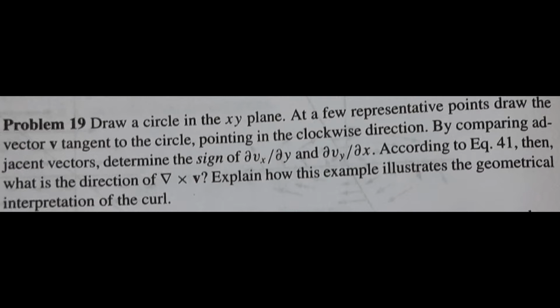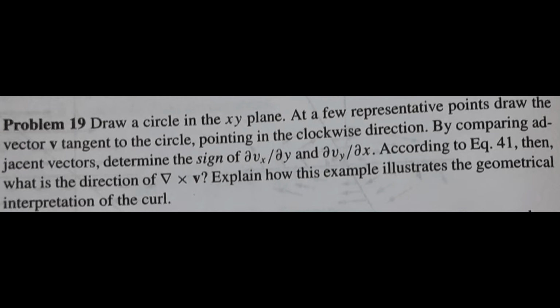draw a circle in the xy plane. At a few representative points, draw the vector v tangent to the circle pointing in the clockwise direction. By comparing adjacent vectors, determine the sign of ∂vx/∂y and ∂vy/∂x, and find the direction of curl of v, and also explain how this example illustrates the geometrical interpretation of the curl.